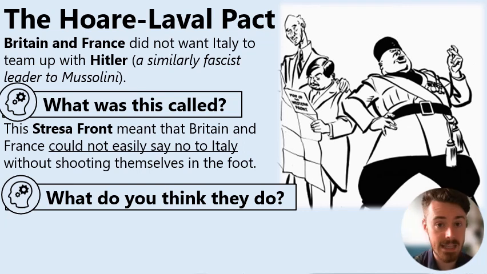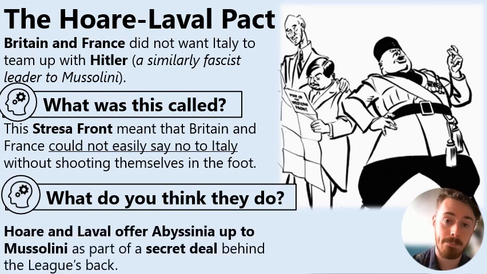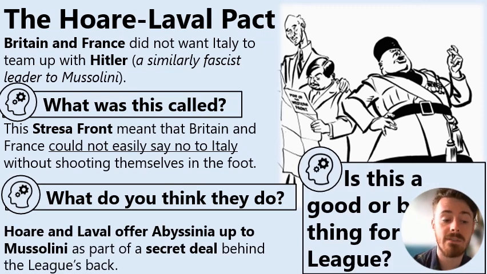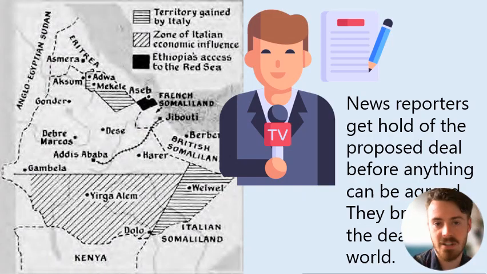So behind the League's back, behind the Council's back, on their own, they go up to Mussolini and they offer Abyssinia to him. It's called the Hoare-Laval Pact, and they offered it to him, which obviously is Britain and France now betraying the League of Nations. Japan takes Manchuria, Italy takes Abyssinia, and Britain and France offer up countries to dictators. And luckily, it doesn't go through.